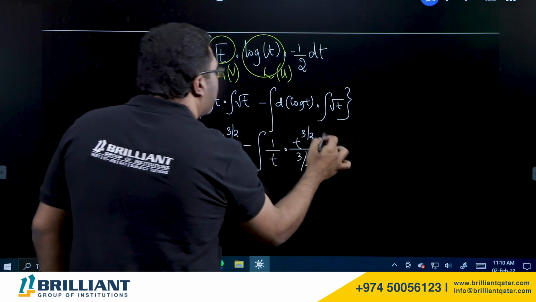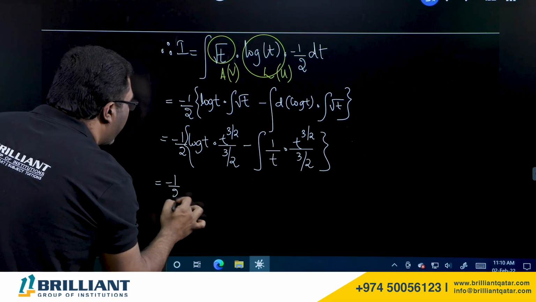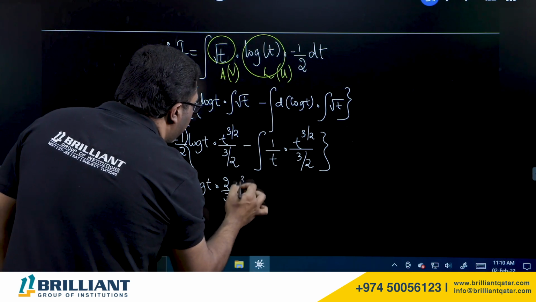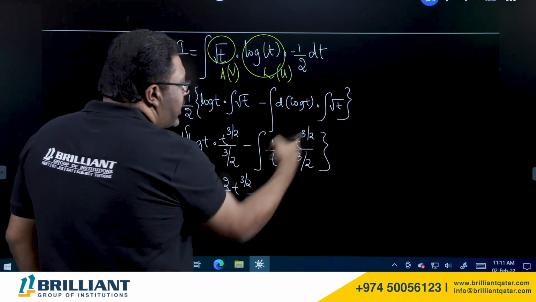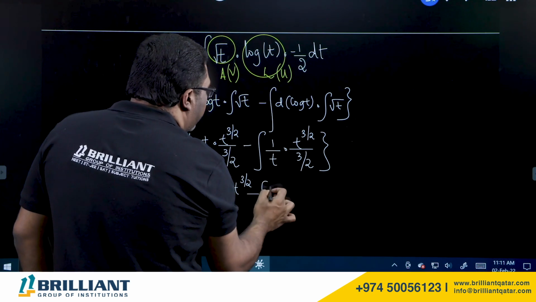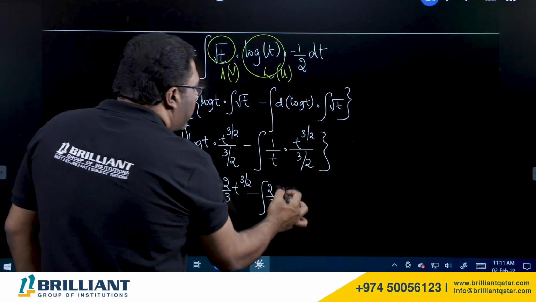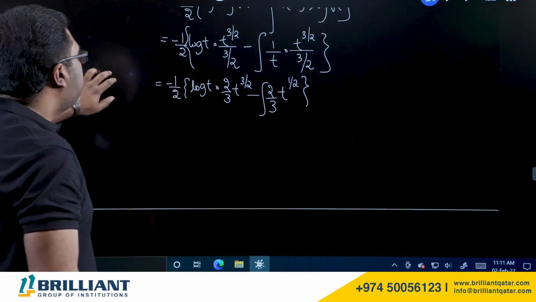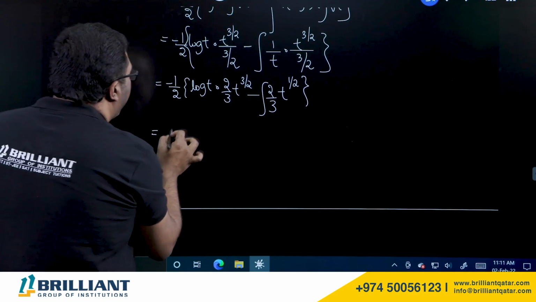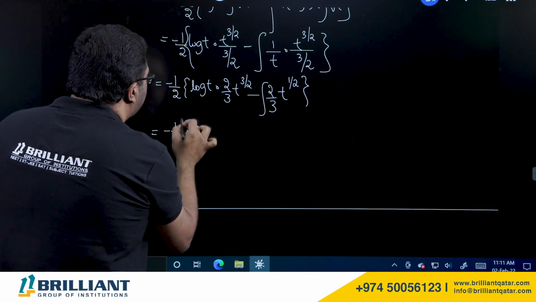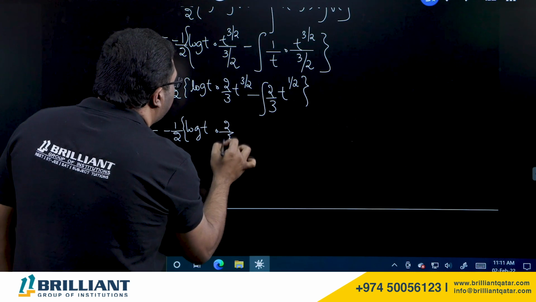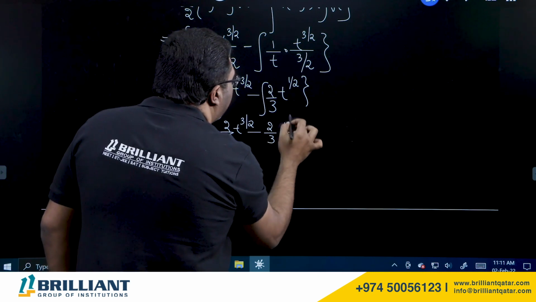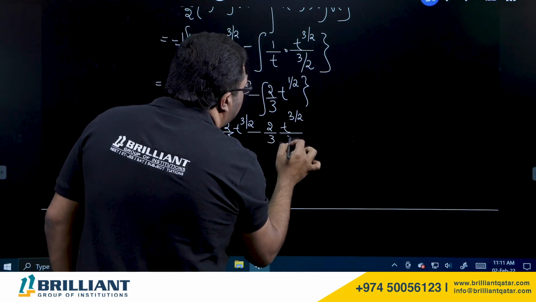Okay, that is equal to minus half log t into 2 by 3 t raised to 3 by 2 minus, this t is power of minus 1, so it's going to become integral of 2 by 3 t raised to 1 by 2. Further, next step, that is equal to minus half log t into 2 by 3 t raised to 3 by 2 minus 2 by 3, t raised to 1 by 2 integrated is t raised to 3 by 2 divided by 3 by 2.